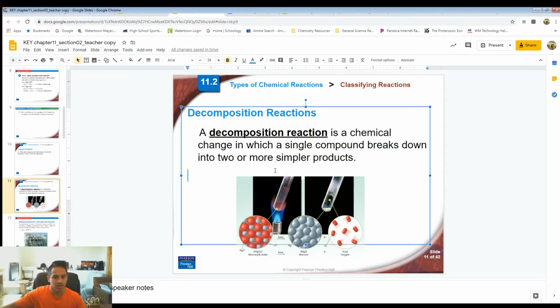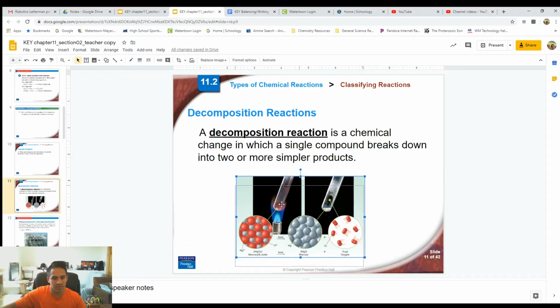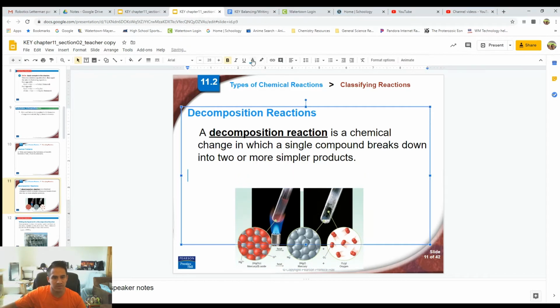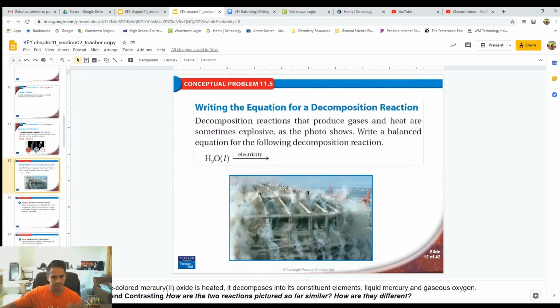Either one. In the image that they show here, and again it might be a little bit hard to see, so we'll type it out. In the image here they have 2 HgO, so this is mercury oxide, breaking down to make 2 Hg and O2. Okay, so we have mercury oxide breaking down into mercury and oxygen. Okay, so that would be a decomposition reaction. Let's take a look at another example.